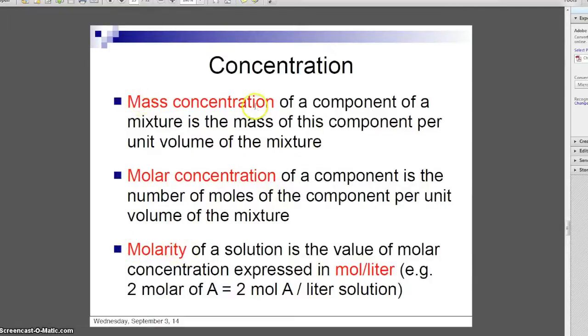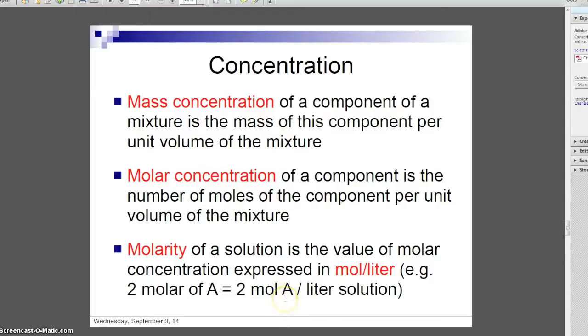Mass concentration of a component is the mass of this component per unit volume of the mixture, while molar concentration is the number of moles of the component per unit volume of mixture. And molarity is the value of molar concentration expressed in mole per liter. For example, 2 molar is 2 mole per liter. So if someone asks, can I get a 5 molar HCl, that's 5 mole of HCl in a liter of solution.